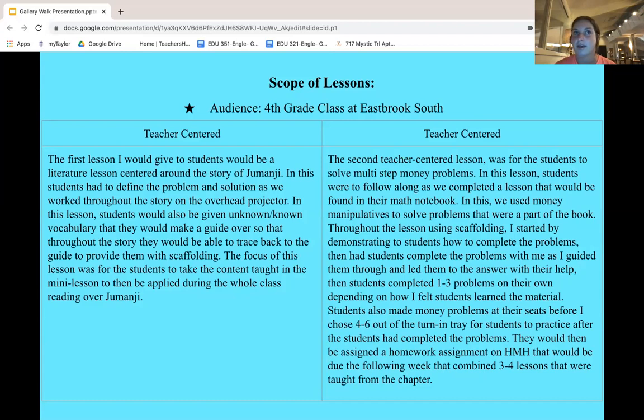After I gave the guided lesson to the students, I let the students go off on their own, where they were able to complete 4 to 6 problems, and they turned that into the tray so I could check and see where they were assessment-wise and what I needed to focus on for the next day in class.